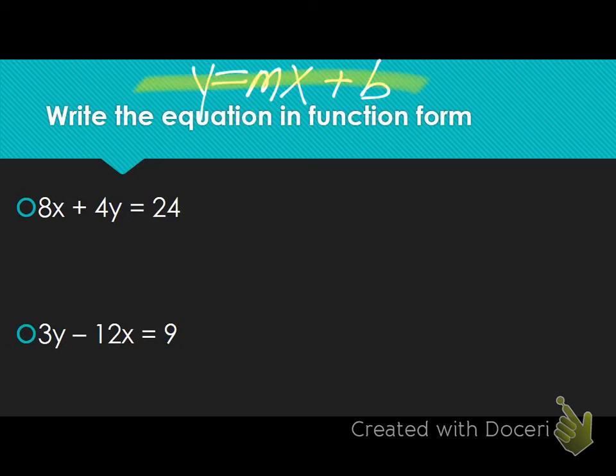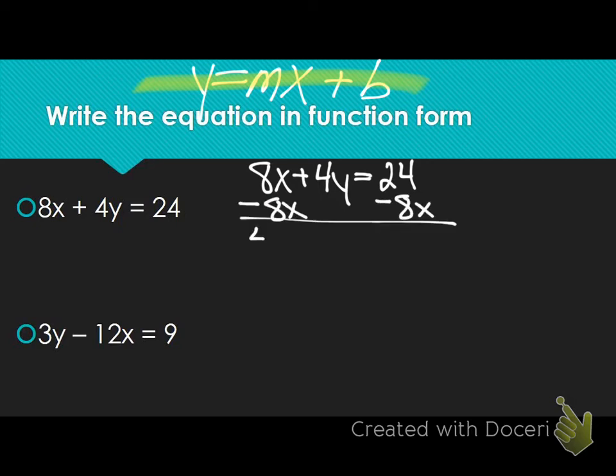Now you have to write this equation in slope-intercept form. So you have to get y by itself on one side of the equation. What would you do first to get y by itself? Subtract 8x from both sides. Now, how would you rewrite the equation? 4y equals, do you write the 24 or the negative 8x first?